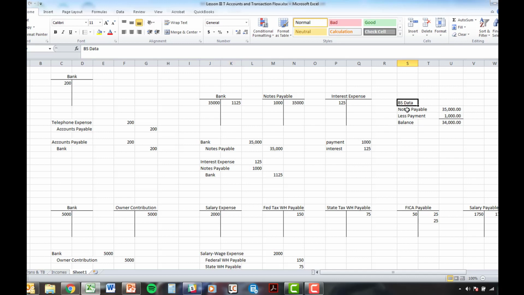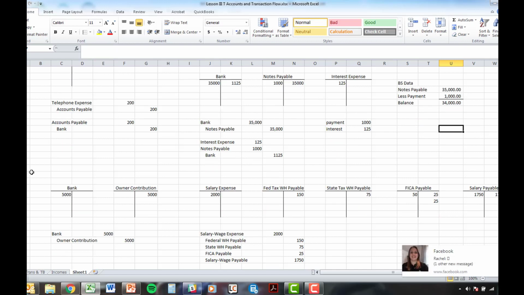And then here's the balance sheet, what it would look like. Basically, your notes payable would be $35,000, and then if you run your balance sheet after the payment, you would see a $34,000 balance on your notes payable. I don't know how to subtract, apparently. That was really wrong.